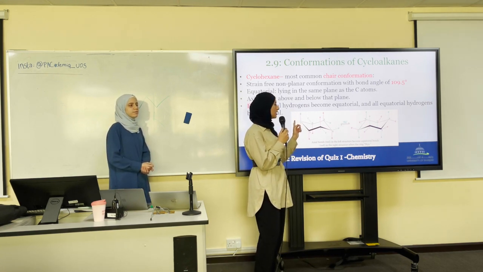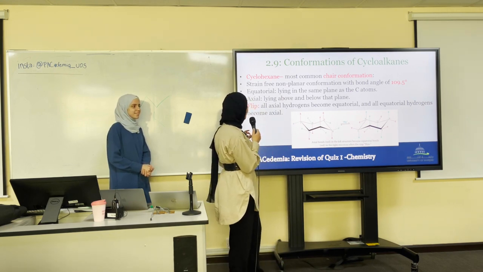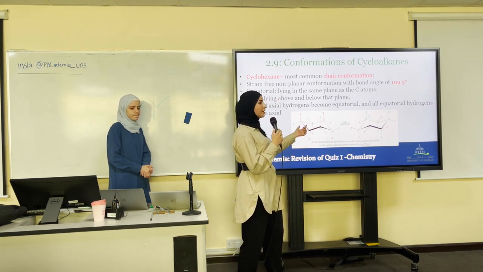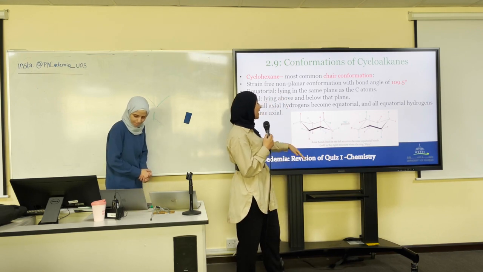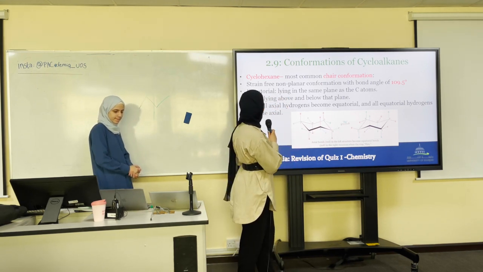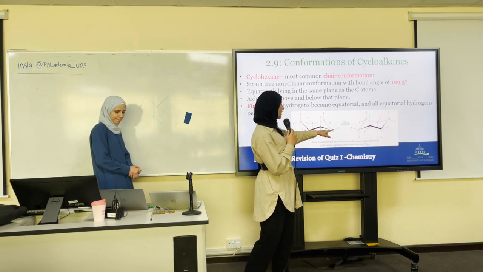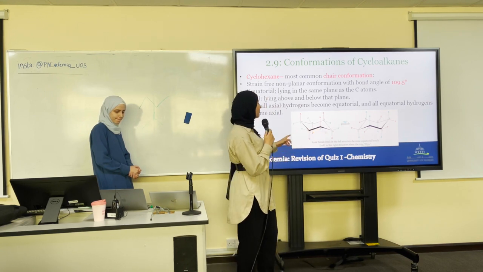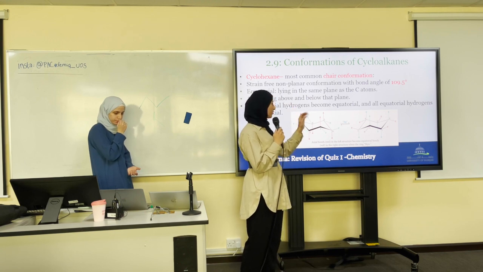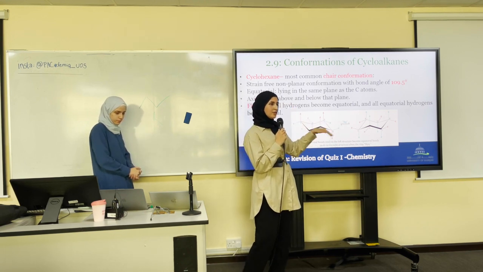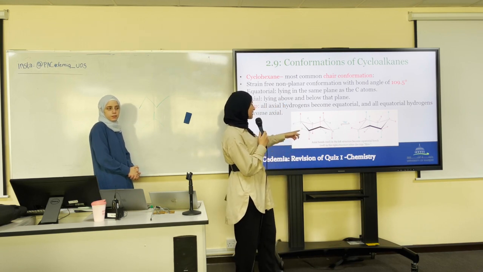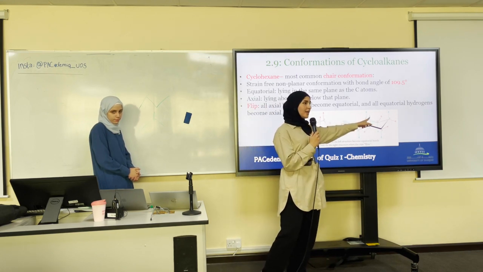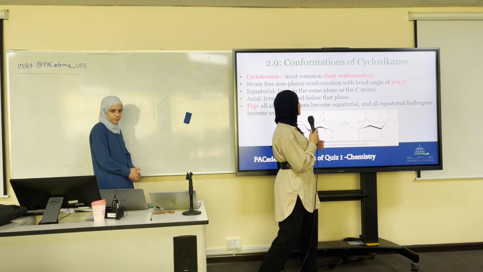It's okay. So we have equatorial and axial. Equatorial lie within the plane of the chair, and axial, they're what? Perpendicular. Okay, so as you can see here, how many equatorial do we have? Six. And how many axial pointing up? Three. And how many axial pointing down? Three. So this conformation can also flip to another conformation in which the equatorial becomes axial, and the axial becomes what? Equatorial.